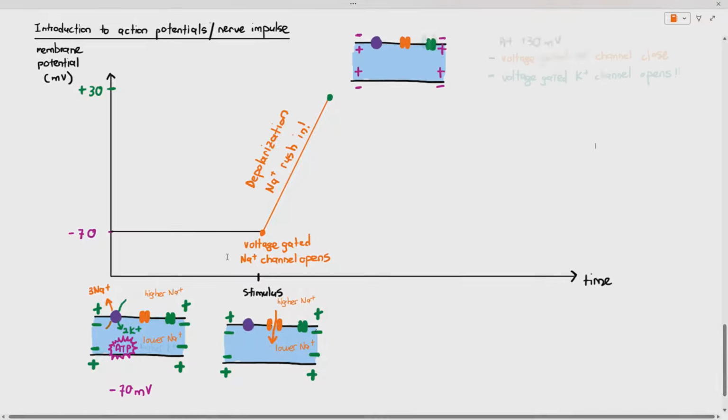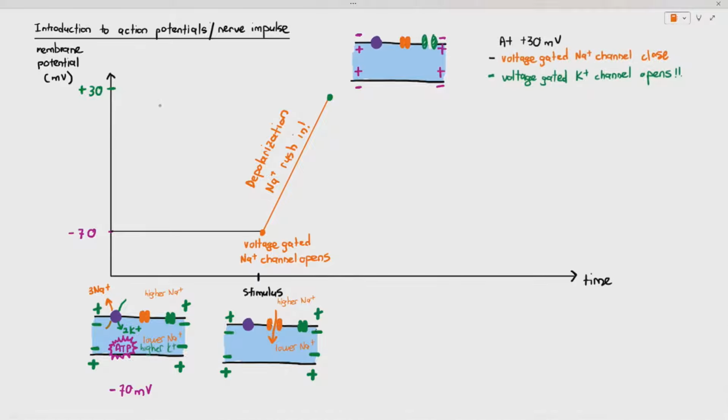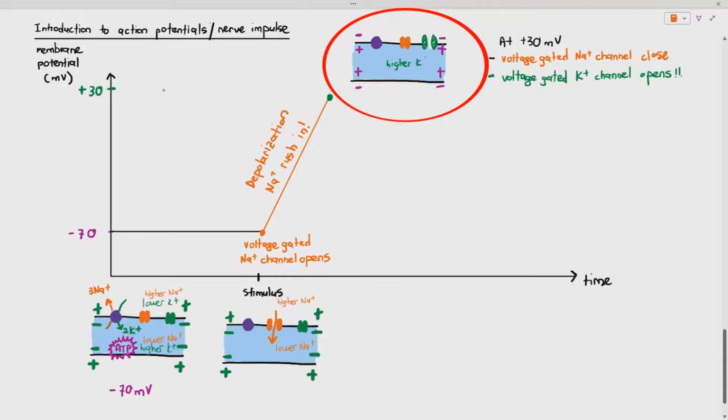At positive 30 millivolts, voltage gated sodium ion channels close and voltage gated potassium ion channels open. Go back over here to the resting membrane potential, which I'm circling there. Because we actively transported potassium ions in, the inside had a higher concentration of potassium ions and a lower concentration outside. So let's focus here. At positive 30 millivolts, the voltage gated potassium ion channels open. They only open at positive 30, by the way.